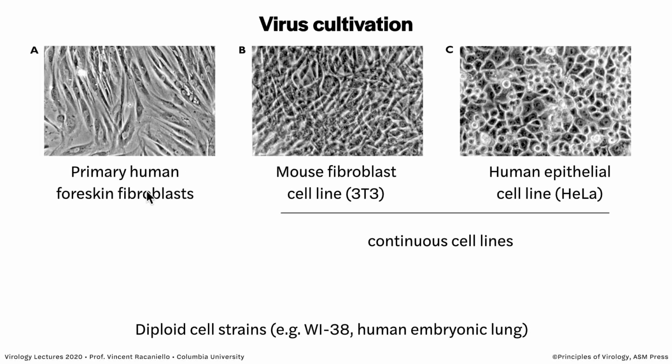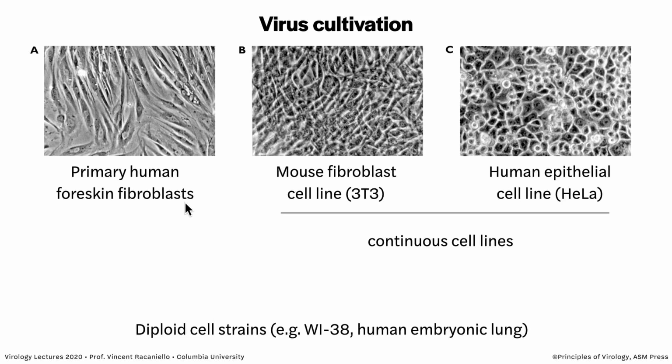We have primary cell cultures, and these are human foreskin fibroblasts. And you may ask, why foreskin fibroblasts? Well, you can go to any hospital, and any given day, someone's going to be born, and you can get foreskins because they're thrown away. Otherwise, you can take them and bring them back to your lab.